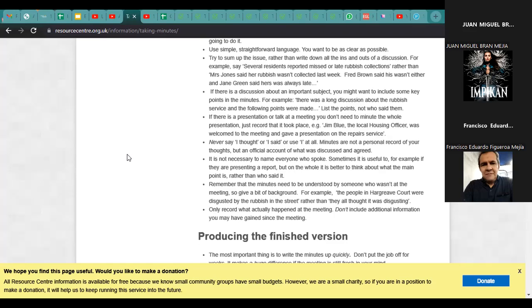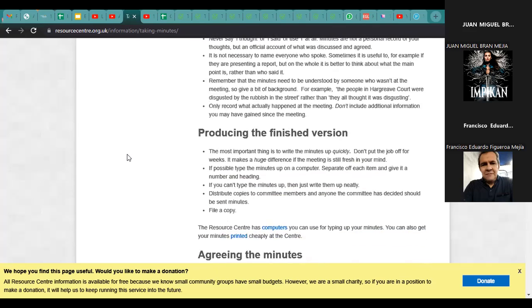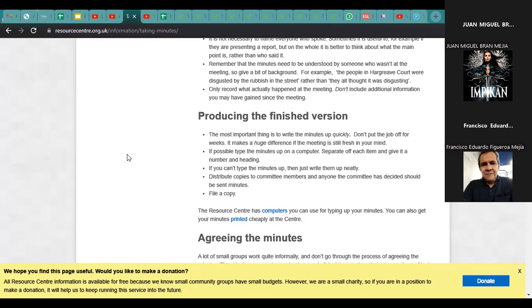Perfect, very good. So yeah, there are many tips here. At the end it is like, be clear, be concise, present everything that is relevant, what has to be done, who is going to be in charge of it, things like that, right? Relevant things. And of course, there are some very good tips on that one. So producing the finished version, that is going to be for Francisco Eduardo.